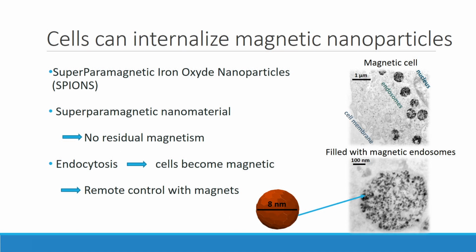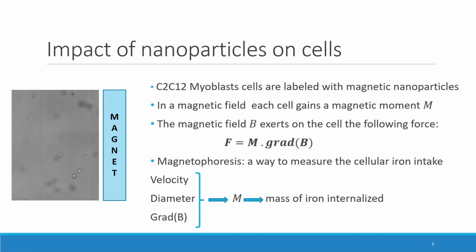As you see here, this cell that was exposed to particles in its medium stores the particles in endosomes. And once the cells have internalized enough particles, they themselves become magnetic, which means that I can control them with a magnet, just like these cells that get attracted to these magnets. And these cells in particular are the C2C12 myoblasts cells that I'm using and that I have labeled with maghemite nanoparticles.